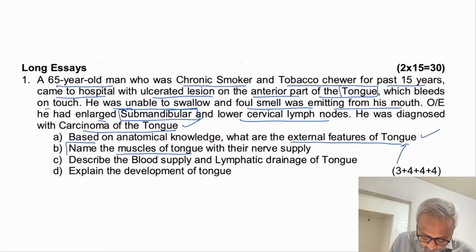So remember, what he says is name. When the verb that is used is name, please stick to naming the muscles. If it is describe, if it is explain, then go on describing the attachments. So what he has said, name the muscles of the tongue with their nerve supply. All we need to do is name all the extrinsic muscles, all the intrinsic muscles, and write its nerve supply. Please don't waste your time describing the attachments. If the question is describe the attachments or explain the attachments, then only you should do it. Otherwise, no. Right? Done. Then describe the blood supply and lymphatic drainage of the tongue.